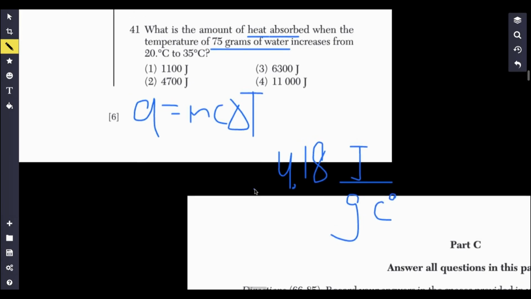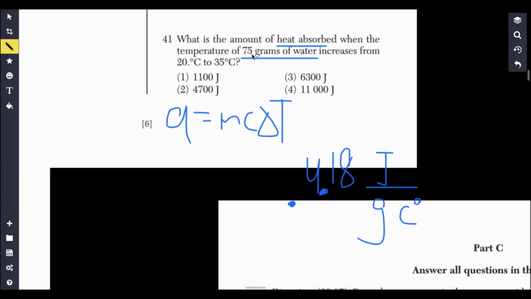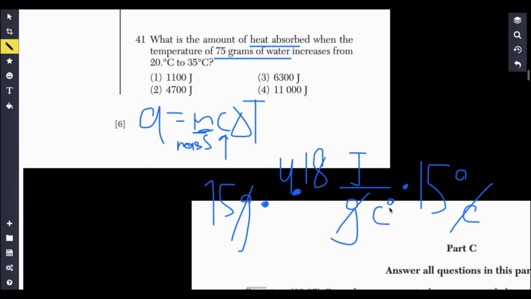This is saying that in order for me to raise 1 gram of water by 1 degree Celsius, it would take 4.18 joules of energy. Now, M stands for our mass, C represents our specific heat capacity, which is what I'm talking about, and delta T represents our change in temperature. Our change in temperature is going to be 15 degrees Celsius, and we have 75 grams. When I multiply everything together, the units cancel out, so you're just left with joules. Joules is a unit for energy, so it makes sense that we're left with just joules. Multiplying this together, we get about 4,700.